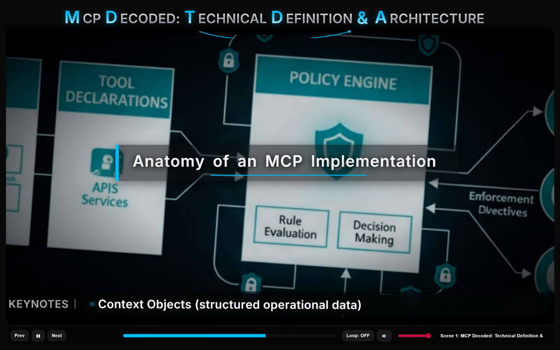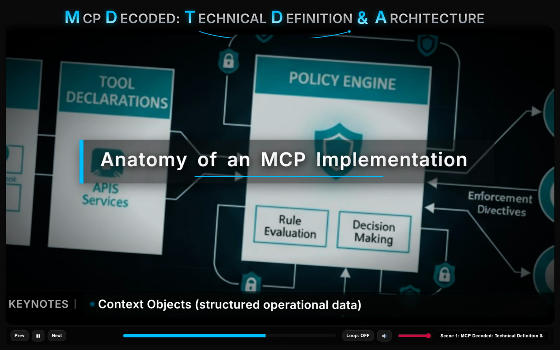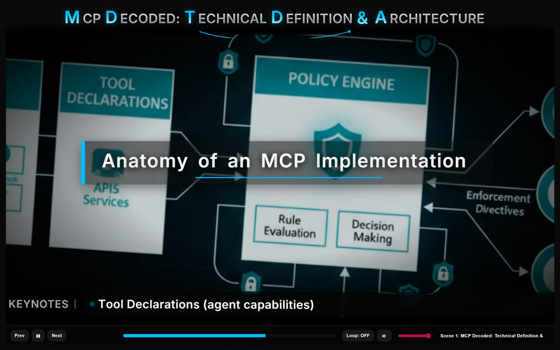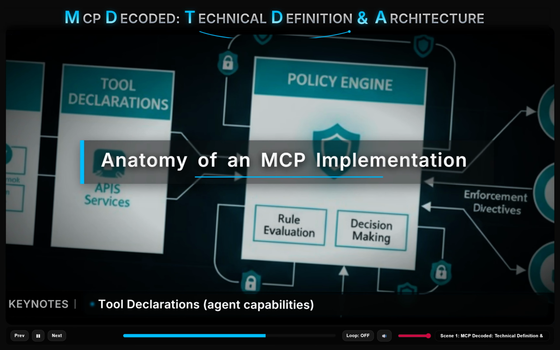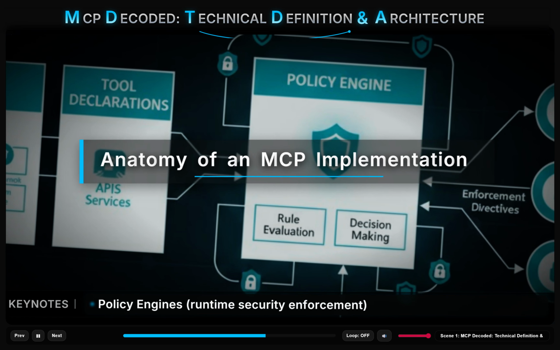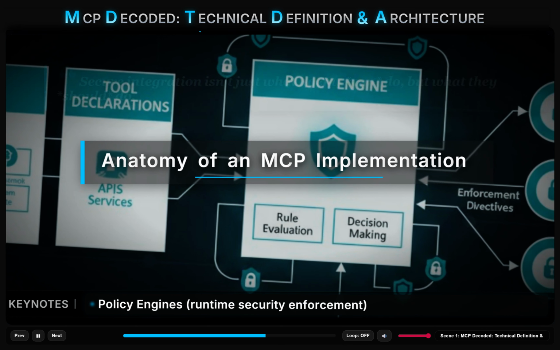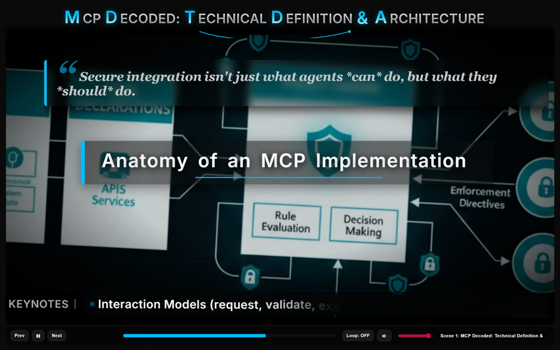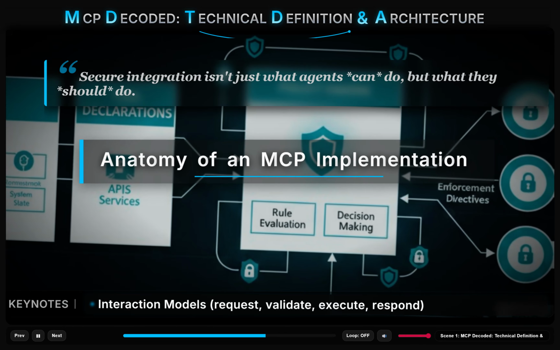So, what's inside an MCP implementation? Think of it like a carefully architected microservice boundary. You've got context objects. These aren't just arbitrary strings. They're structured data defining the operational environment, the agent's identity, and the policies governing its actions. Then there are tool declarations, where agents explicitly state their capabilities and the external functions they can invoke. And crucially, policy engines, which at runtime enforce the rules. In real systems, this shows up when an agent tries to call an API, and the MCP layer intercepts it, verifying every parameter against predefined security policies.